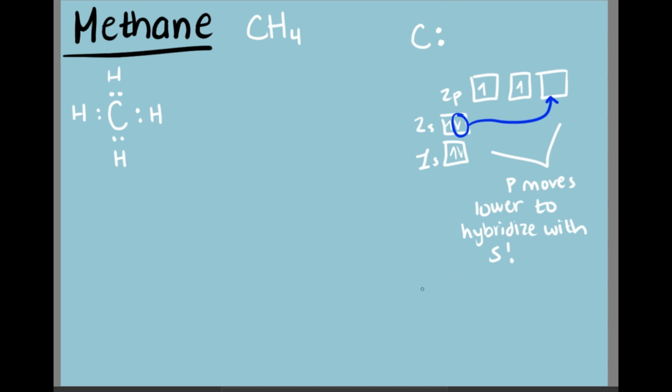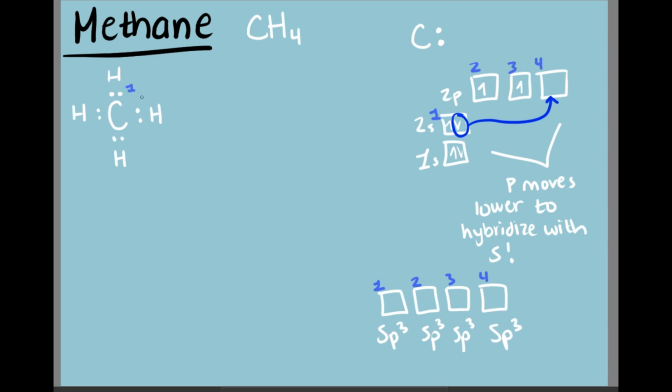Well, since we have all 4 bonds attached to the carbon, all 4 of our orbitals are going to be hybridized. This means that if we check this out, count it up 1 through 4, we see that the S and all 3 p orbitals have at least 1 electron in them. That is how you get to your sp3 hybridization.